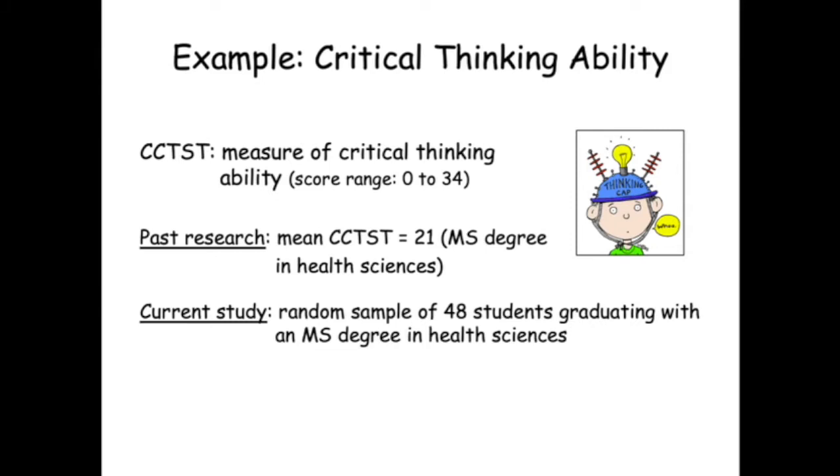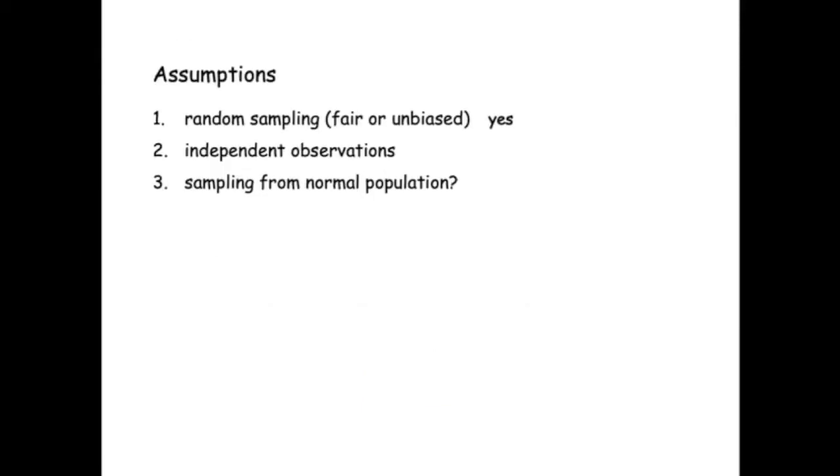We conduct our study on a random sample of students graduating from UB with a master's degree in the health sciences, and we use the CCTST to measure critical thinking. We'll set the significance level at 0.05. The first assumption is met.